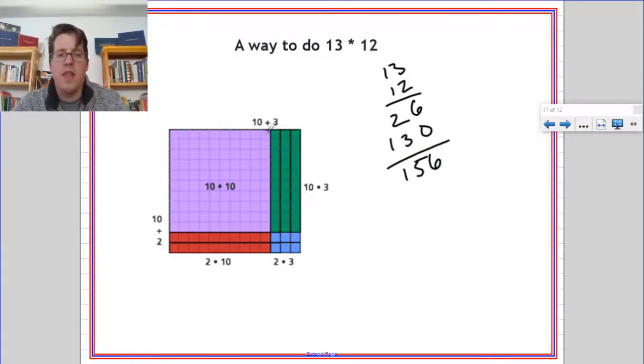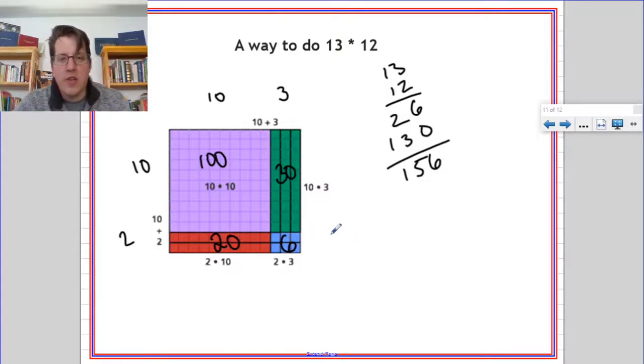But there's another way, and that other way is to draw this out as a series of rectangles. So remember, we split it up into 10 and 3 and 10 and 2. And we find all of the little areas. So 10 times 10 is 100. 3 times 10 is 30. 10 times 2 is 20. And 3 times 2 is 6.